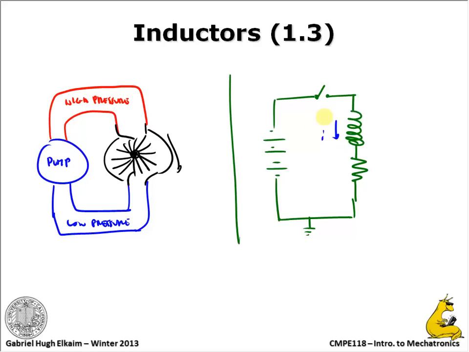Since it needs current to keep flowing, if I open this switch, it's going to keep trying to drive current around, which means it's going to start increasing the voltage here and dropping it there to keep that current flowing across. And it's going to keep doing that until this will arc, and it'll reconnect that way. This inductive kick comes out every time we drive.